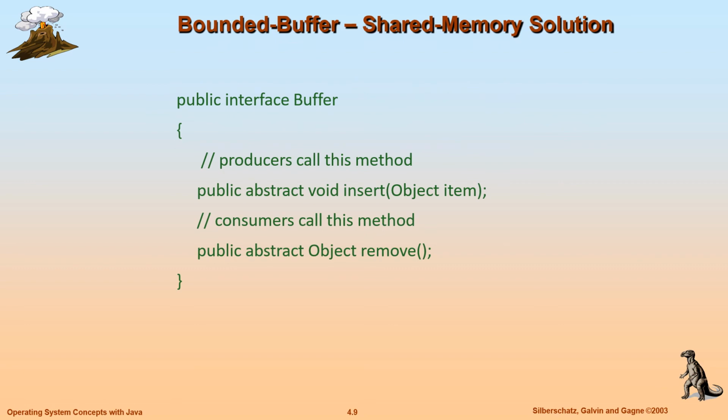If you see this code, the producer calls the method public abstract void insert. The buffer is the same; using the insert method, the producer puts the item in. The consumer uses public abstract Object remove. The remove method is used by the consumer and the insert method is used by the producer.